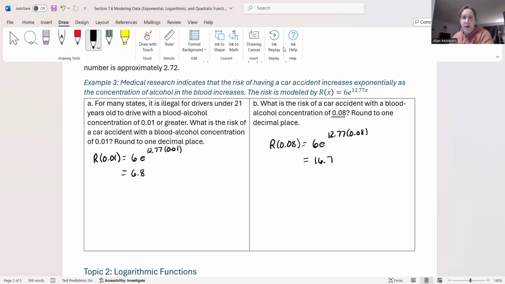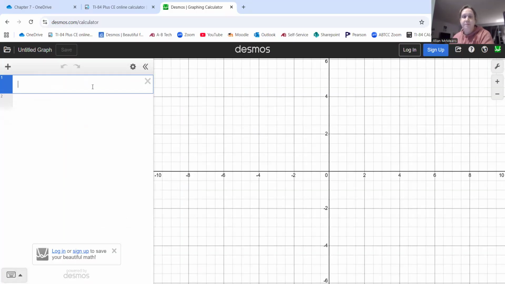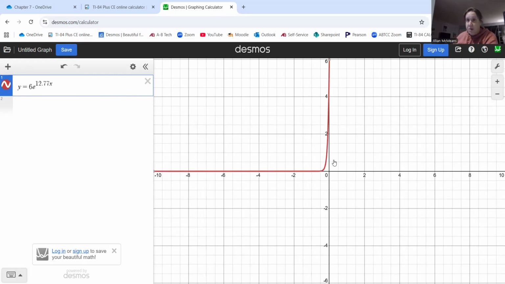alcohol is 0.08. Now, Desmos will do all of this too. So if you wanted to, you could go to Desmos. Now we're going to have to do some playing around with Desmos, okay? So we had y equals 6. Now to type in e, just use the button on your calculator. So 6e, and then shift 6, 12.77x. Okay, so you can see our graph here, but it's really hard to tell what's going on.